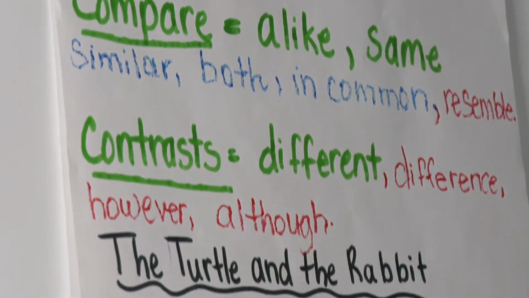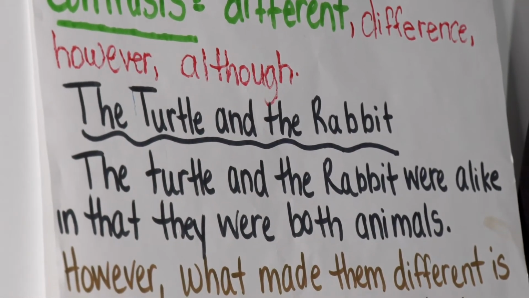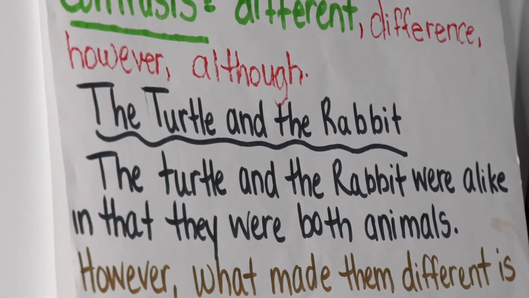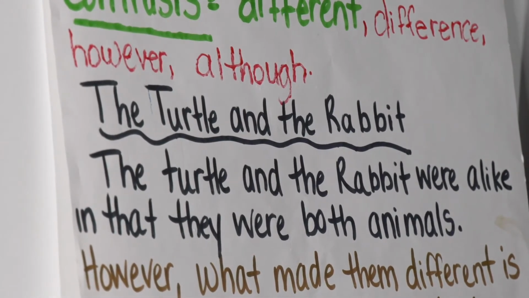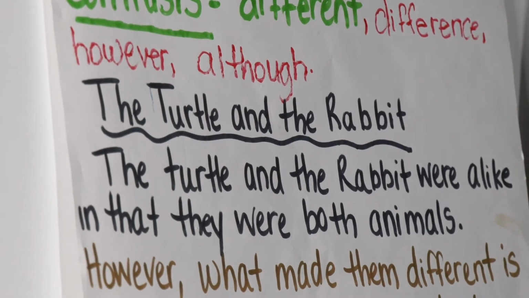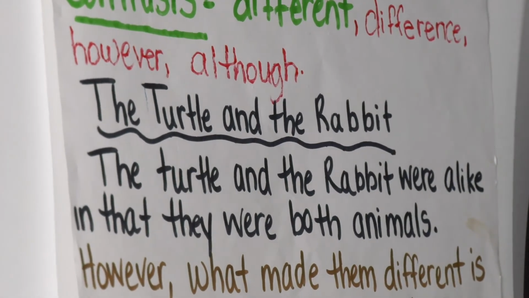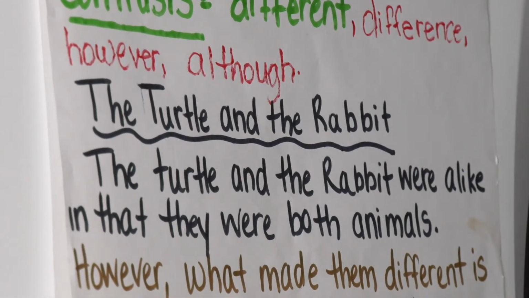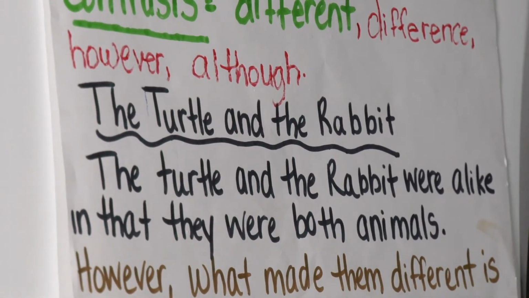So let's take a look at the turtle and the rabbit. Okay, I'm going to read this story to you, and as I'm reading, I want you to pay attention to the key details. We're going to compare and contrast the turtle and the rabbit. And as we're reading, I want you to also listen. And if there's anything that you need to infer using that skill or that strategy there, then you can do that as well.